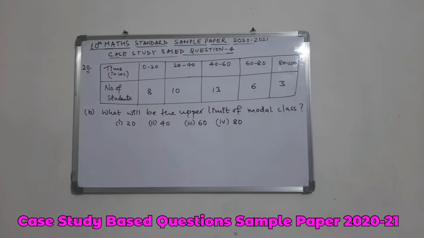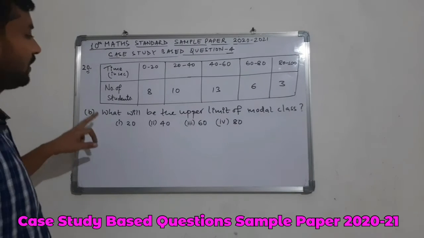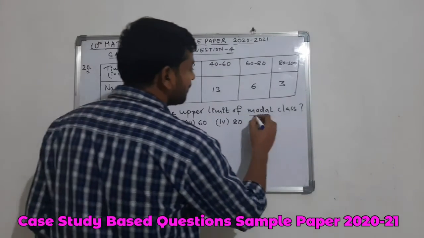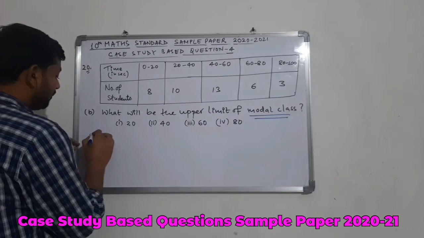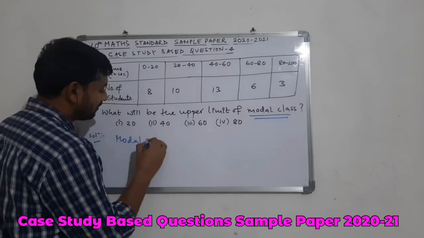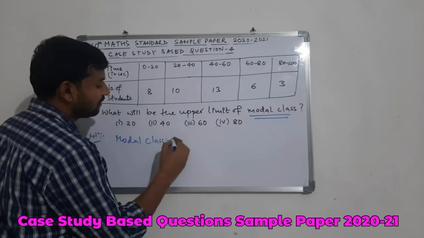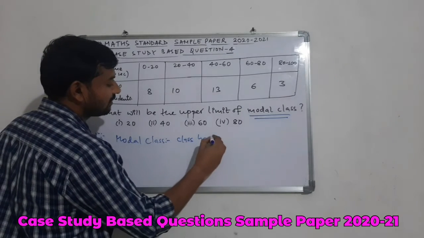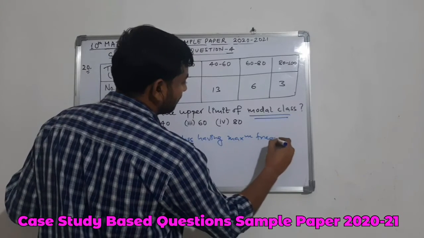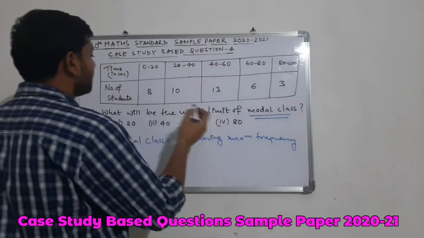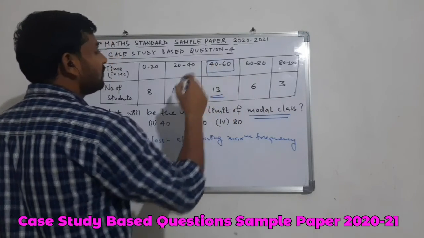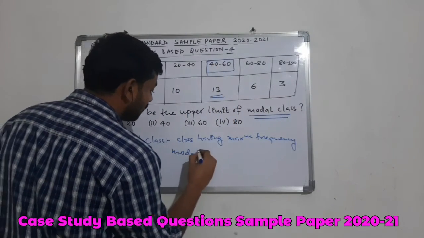So the next part of this 20th question: here we have to find what will be the upper limit of the modal class. We have a new term here, that is modal class. And as you know, the modal class is the class with the highest frequency. Modal class is defined as the class having maximum frequency. So here the class which is having the maximum frequency out of these values is 13.